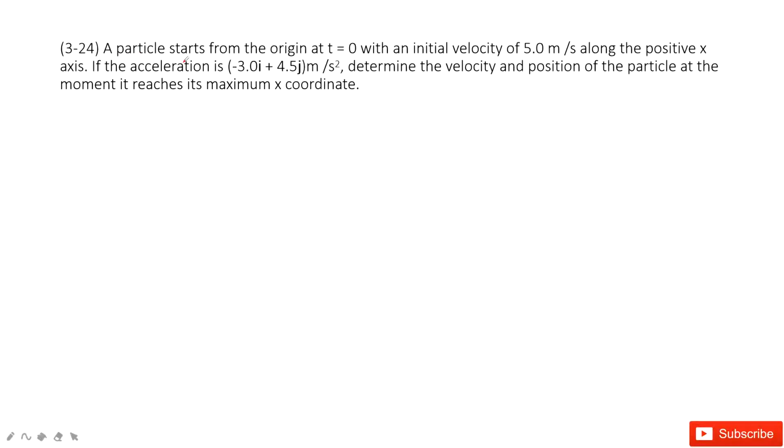It tells us a particle starts from the origin. So at the initial, it is stationary, right? With the initial velocity, this one tells us the velocity is in the x direction. So the velocity is only in the x direction, the y direction is 0. So we can write it as 5.0 i.